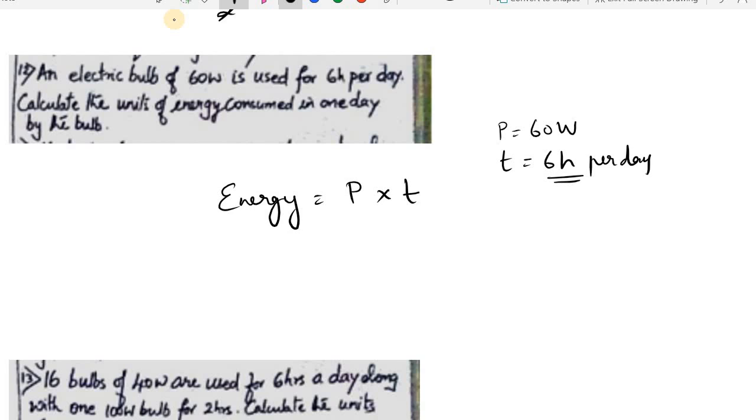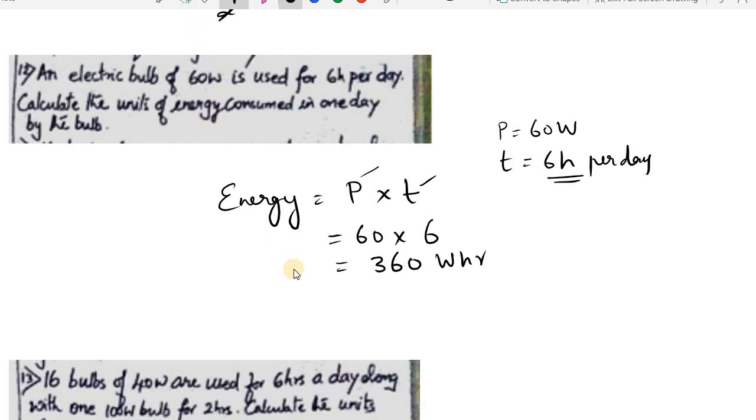So in 1 day, 6 hours is the time that the bulb is used. So the power is 60 into time of 6 hours. So it is 6 into 6, 36, 360 watt hour, because the power is in watts and time is in hour.